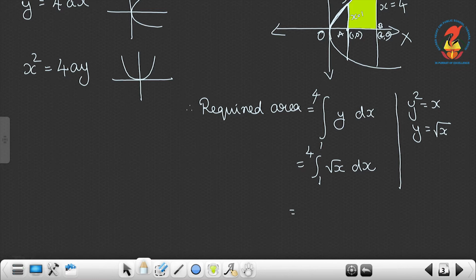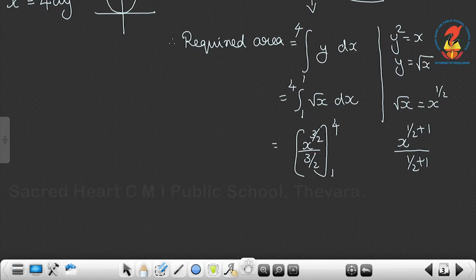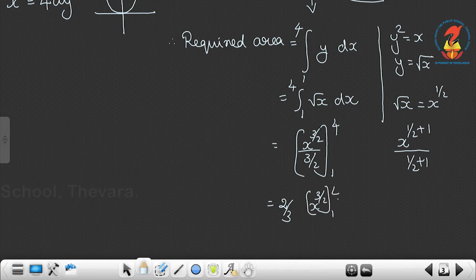Now we have to integrate. Root x means x raised to 1 by 2. What is the integral of x raised to 1 by 2? x raised to 1 by 2 plus 1, divided by 1 by 2 plus 1, or x raised to 3 by 2 divided by 3 by 2, between the limits 1 to 4. Again simplify. So 2 by 3 we can take out. So x raised to 3 by 2 between the limits 1 to 4.